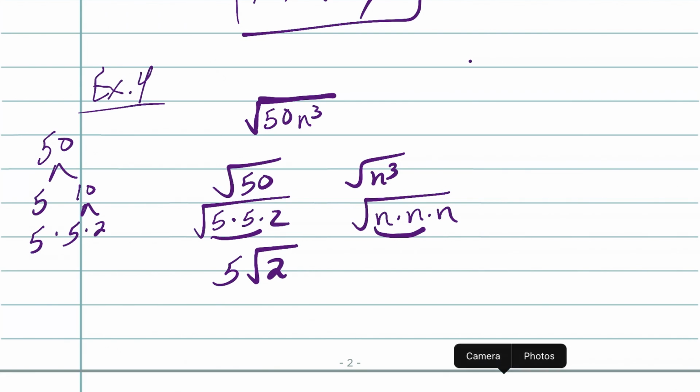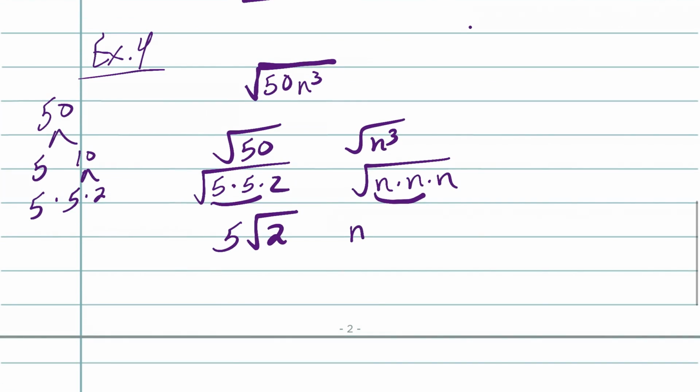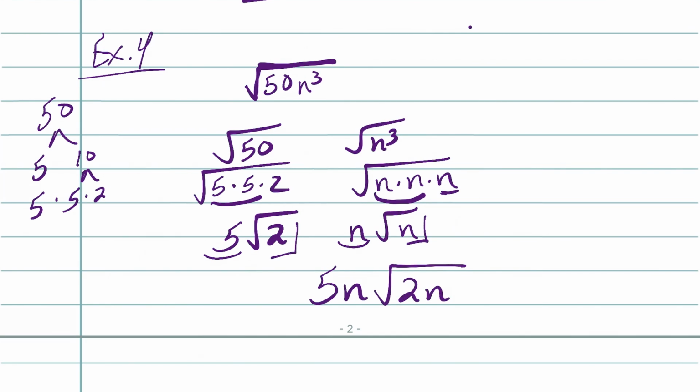The n's come outside the radical as a single factor of n, and leaves this other n underneath the radical. So this 5 and this n go together, and this 2 and this n go together. And so that's one way we can use variables in simplifying radicals as well.